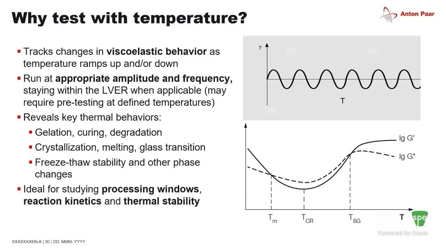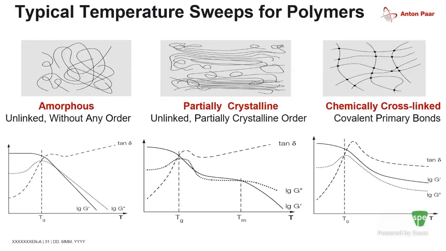So this helps us to determine things such as gelation and curing, melting or glass transitions, as well as understand the kinetics of the system. Typically, materials or polymers fall into either amorphous or partially crystalline behavior. In the amorphous case, we see at very low temperatures the storage modulus dominates. As we go to higher and higher temperatures, the sample becomes unordered.